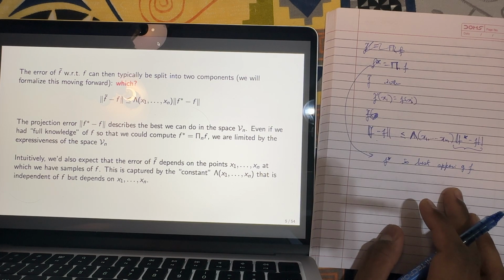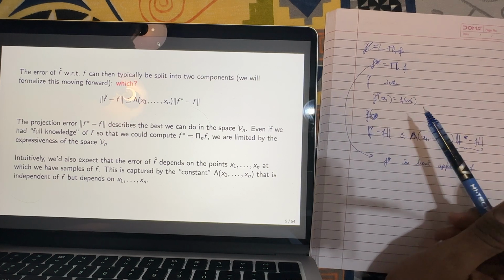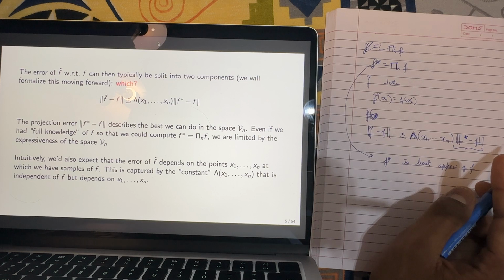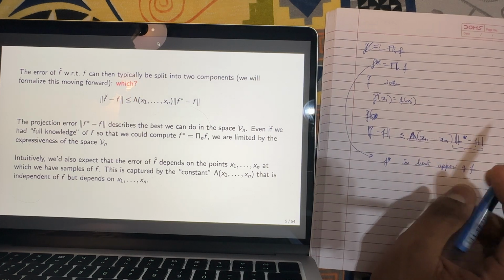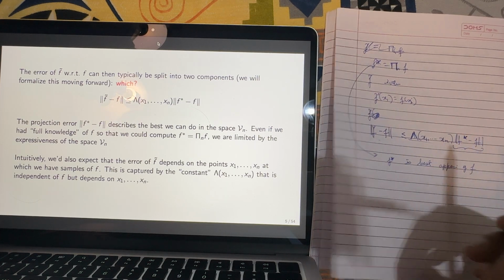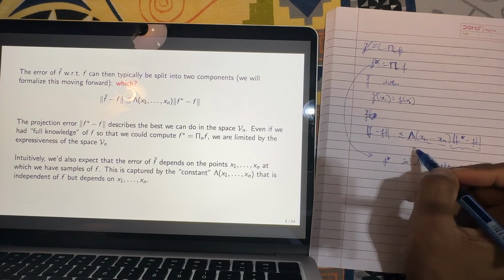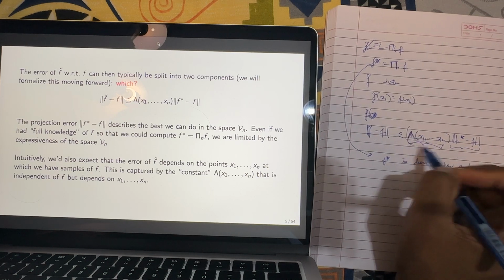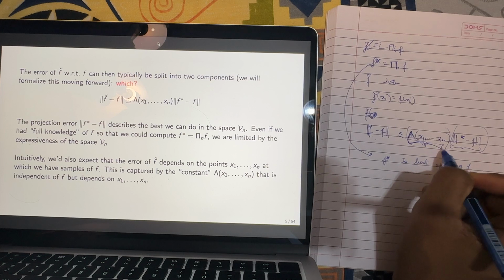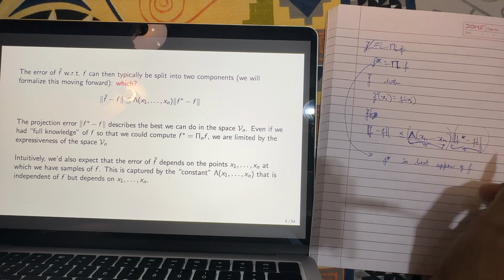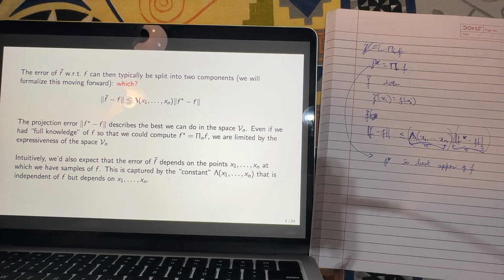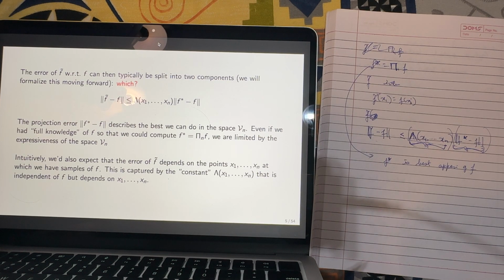Intuitively, we'd also expect the error of f tilde to depend on the points x1 to xn at which we have samples of f. This is captured by the constant lambda, which is independent of f but depends on x1 to xn. So this only depends on the points. The error is split into two parts: this one only depends on the points, and this one only depends on the space we are projecting on.